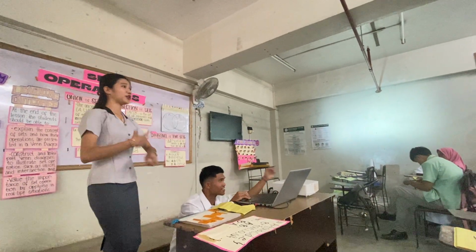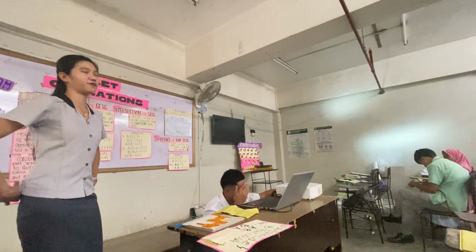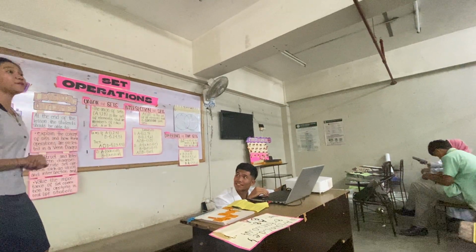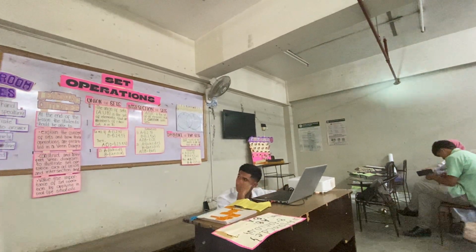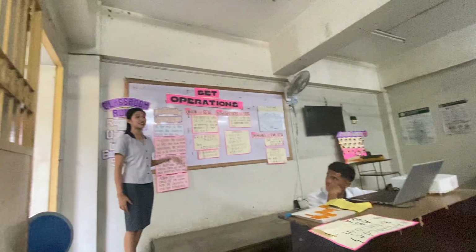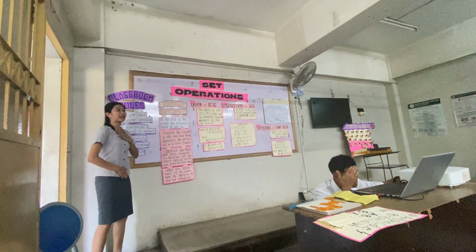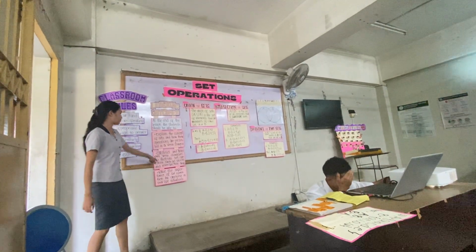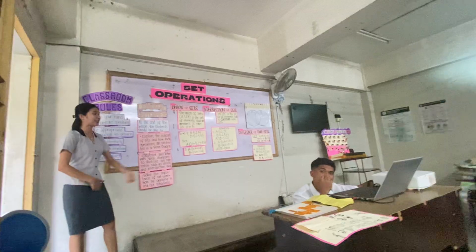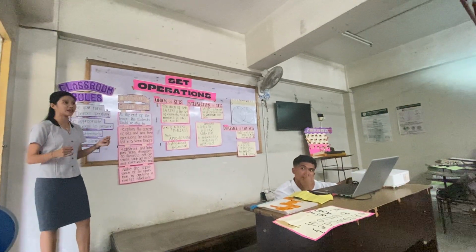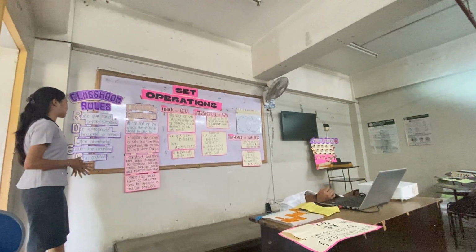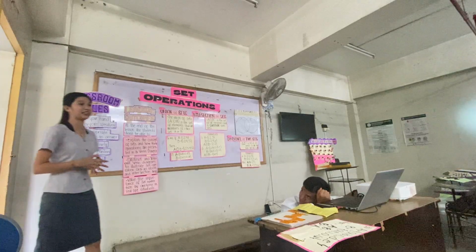Before we have an assessment, let's go back to our learning objectives, to see if we were able to achieve them. Are we able to explain the concept of sets and how these operations are presented in a Venn diagram? Can we construct and interpret a Venn diagram to illustrate the set operations such as union and intersection of sets, as well as the difference of sets? Do you understand? Okay, very good. And how are we going to value the importance of set operations by applying them in real life situations?